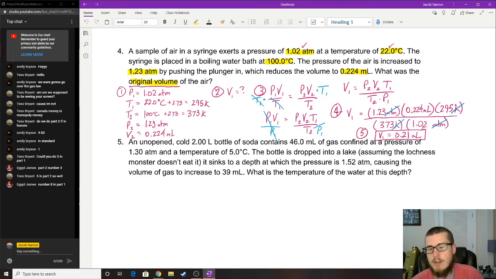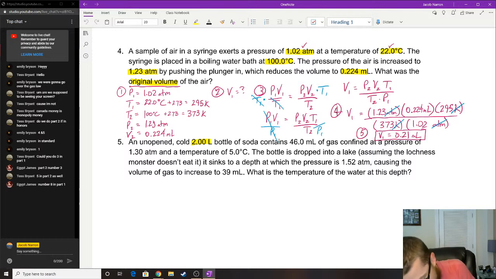Let's look at number 5. An unopened, cold 2.00 liter bottle of soda. Okay, so or soft drink. If you're my family, we call them soft drinks. And then my step grandfather calls them sody pop because he's from New York State. Yes, he does. He does say sody pop. He actually just called it pop.